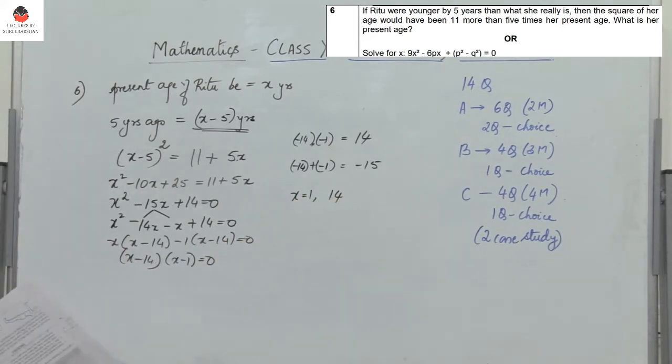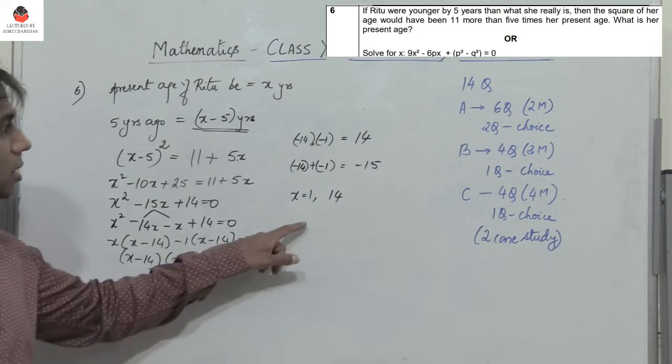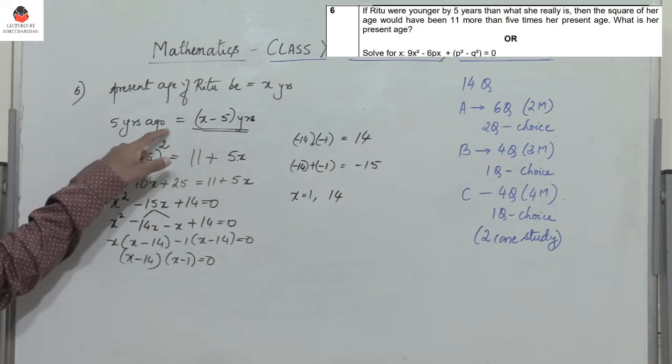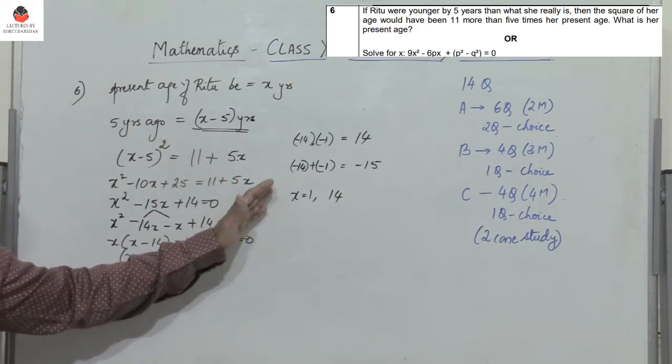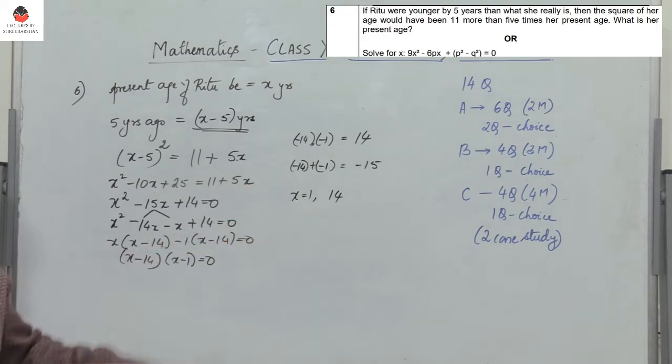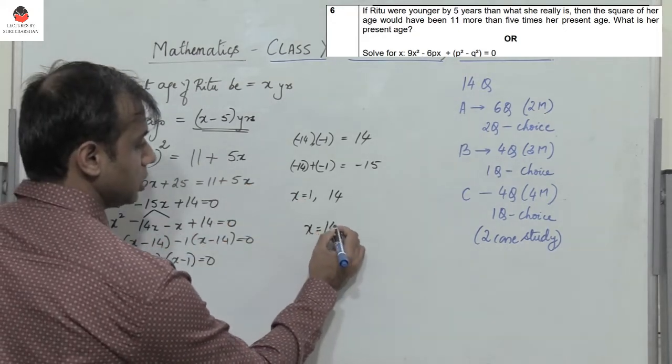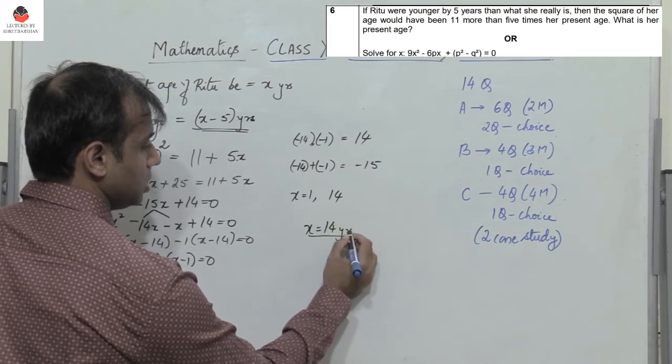Now the present age of Ritu cannot be 1 because here we have considered her age 5 years ago. So x minus 5 will be negative. So x cannot be 1. So therefore the present age of Ritu is 14 years. So this is the answer.